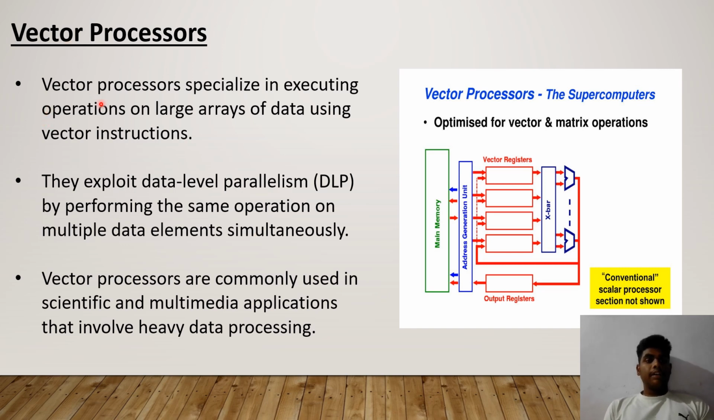Vector processors. Vector processors are specialized in executing operations on large arrays of data using vector instructions. They exploit data level parallelism (DLP) by performing the same operation on multiple data elements simultaneously. Vector processors are commonly used in scientific and multimedia applications that involve heavy data processing. Supercomputers are optimized for vector and matrix operations.